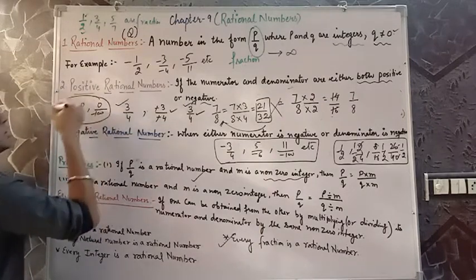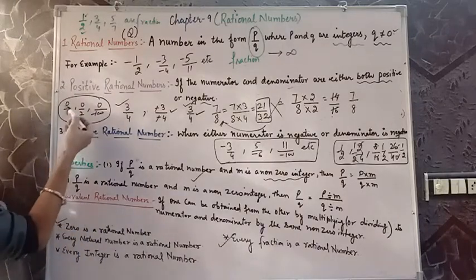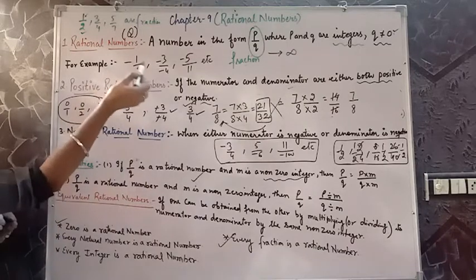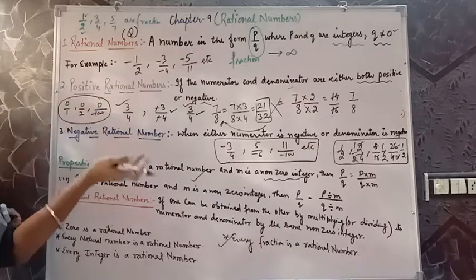They all are rational numbers. That is not a problem. So 0 is a rational number, no problem, because we can write it in P by Q form where Q is not equal to 0 and they are integers. We know that 0 is an integer, not a problem.